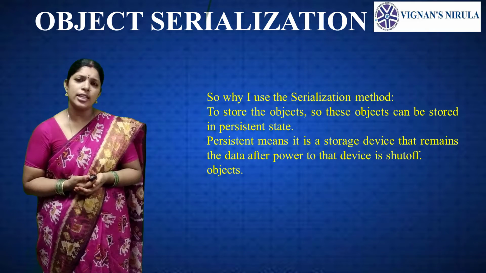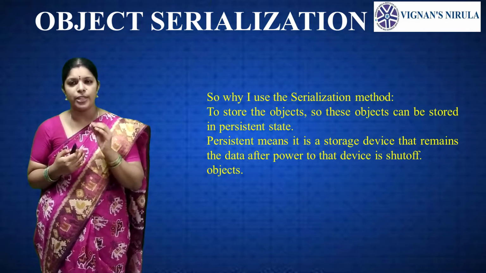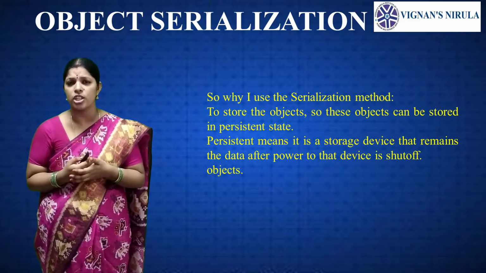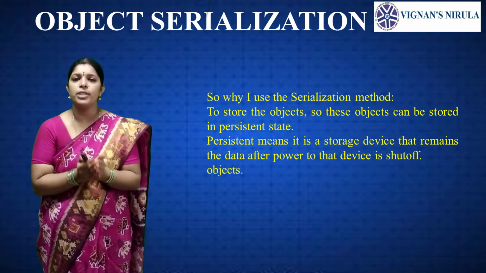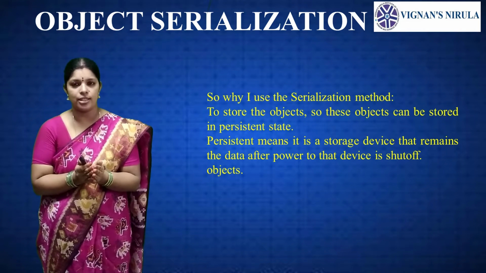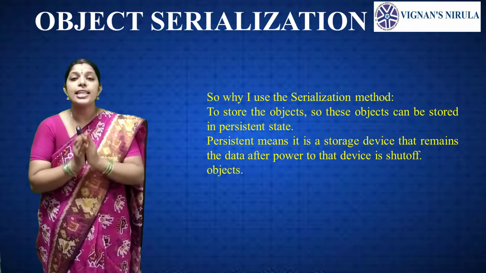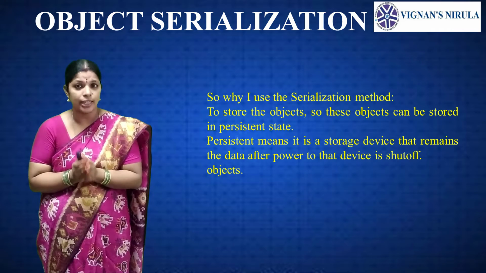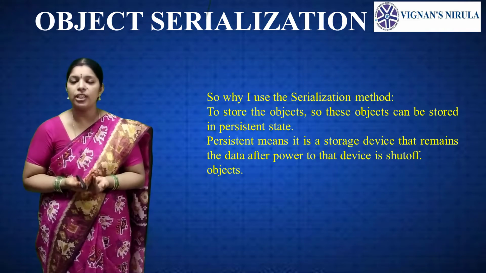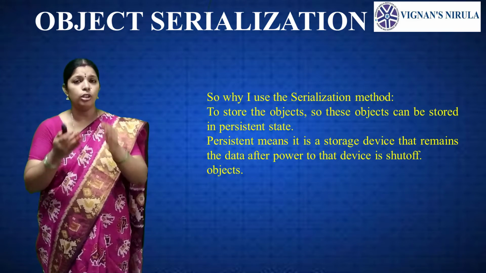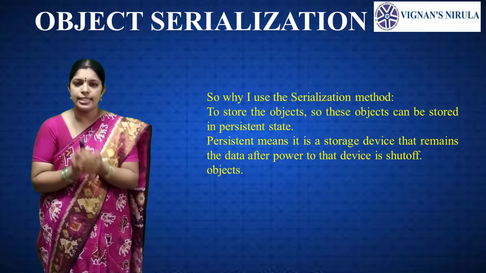So why do I use the serialization method? Because I want to store the objects. In which situations do I want to store the object? These objects can be stored in the persistent state. What is meant by persistent state? Persistent means a storage device that retains the data after the power is shut off. So whenever the power is shut off, the device can still store the data. That is the persistent state.